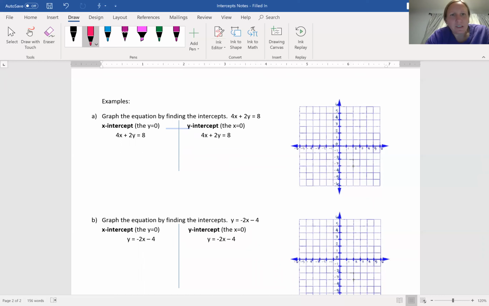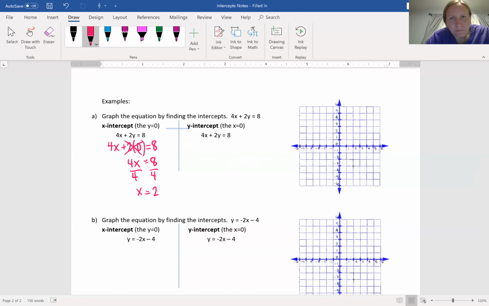Let's find the x-intercept. Helpful reminder, that means the y is 0. So let's see what happens here. We're going to say 4x plus 2 times 0 equals 8. And what's super nice about this is that 2 times 0 is just 0. So it's kind of like this part of it just disappears. And all we're left with is 4x equals 8. And then if we divide both sides by 4, that means that x equals 2.